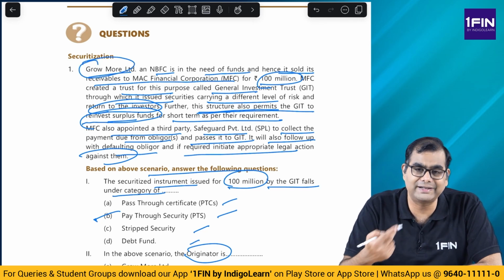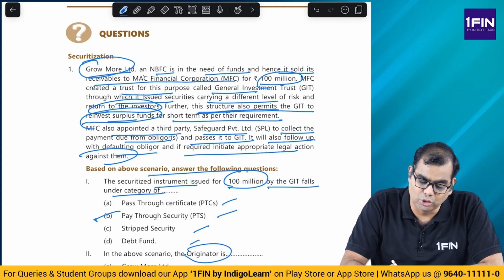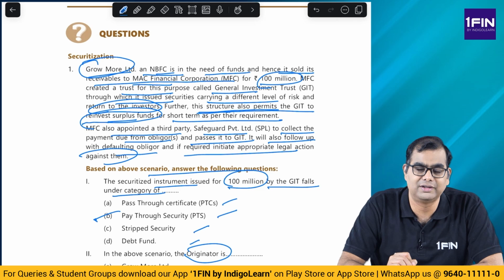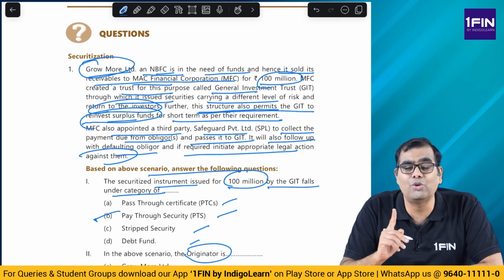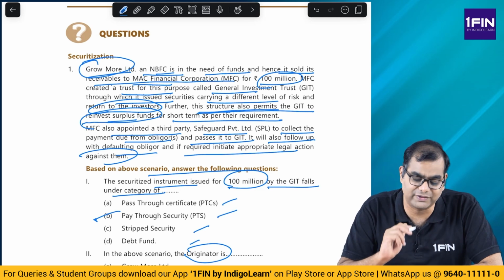But then after I read it a couple of times, I realized Growmore is in need of funds and sold it to MAC. So the first level sale has happened. Is this sale a securitization sale? No, it is not a securitization sale. It is just a sale of receivables.